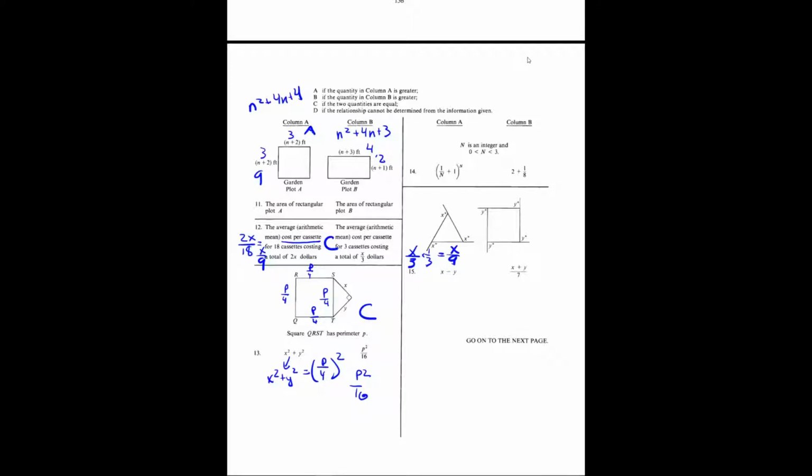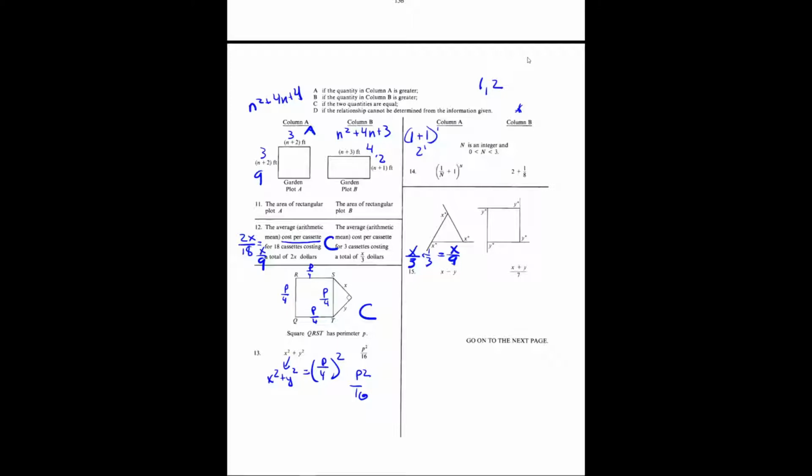Number 14. N is an integer, and it's between 0 and 3. Well, there are only two integers between 0 and 3, 1 and 2. And since this is pretty complex, we're just going to plug these numbers in. So our first one here, we have 1 over 1 plus 1 to the power of 1, which gives us 2 to the power of 1. So in this case, column B is slightly larger.